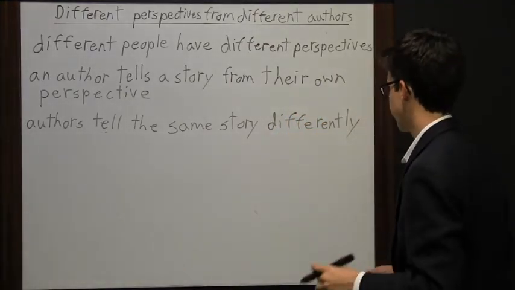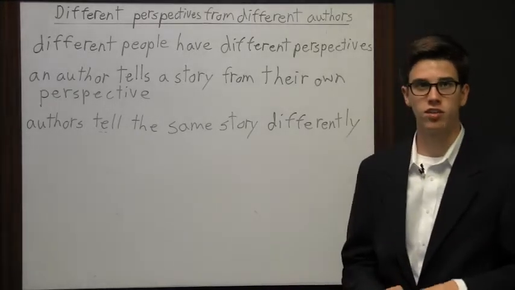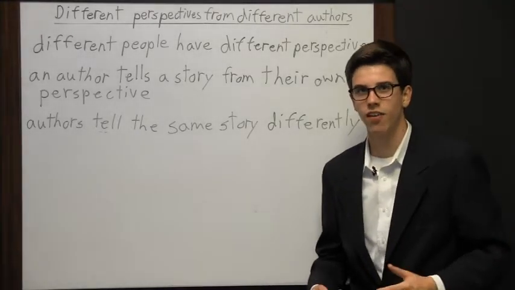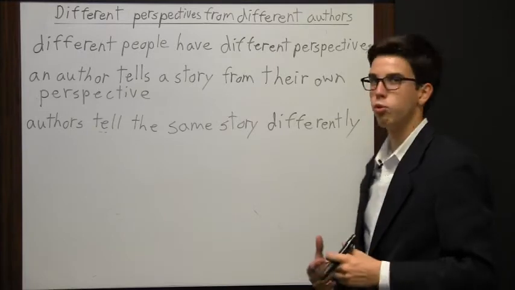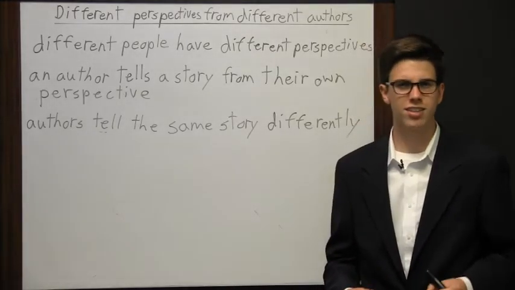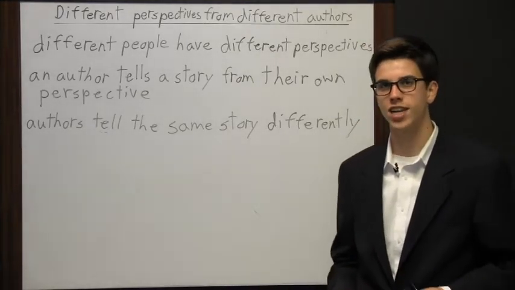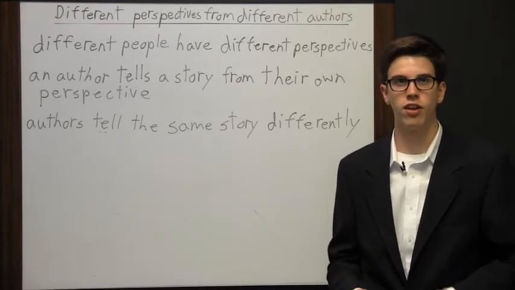Authors tell the same story differently, not necessarily because one is trying to intentionally lie, but because they tell it according to their point of view. They tell the same story differently because they emphasize different aspects relative to their views.